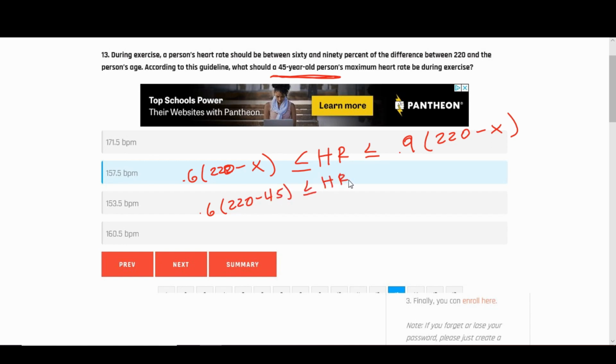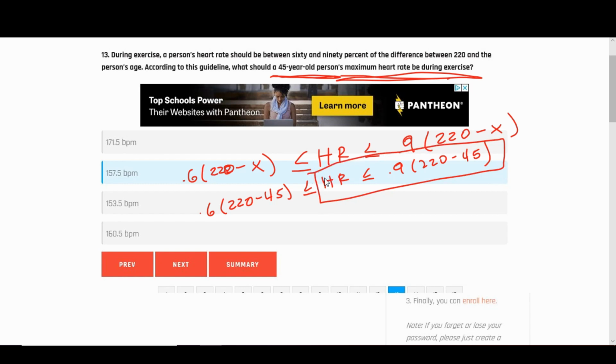Again, heart rate is less than or equal to 0.9 times 220 minus 45. Again, we're asked what their maximum heart rate should be. So we're going to focus on this side of the equation, since this is going to get us their absolute maximum heart rate. Let's go ahead and work out 220 minus 45.